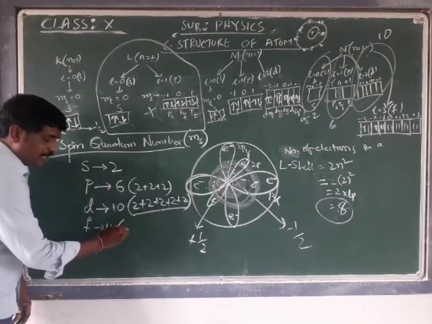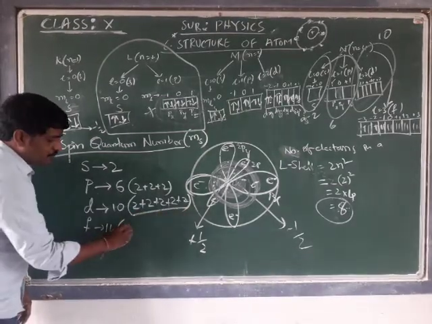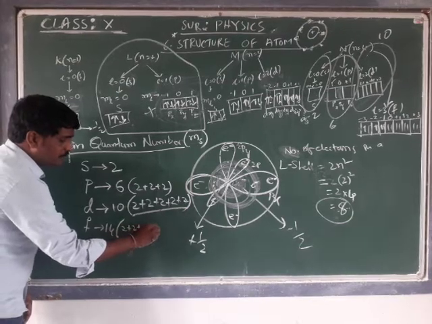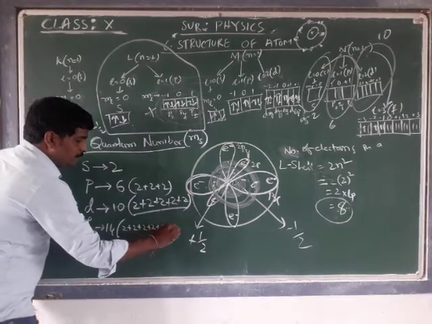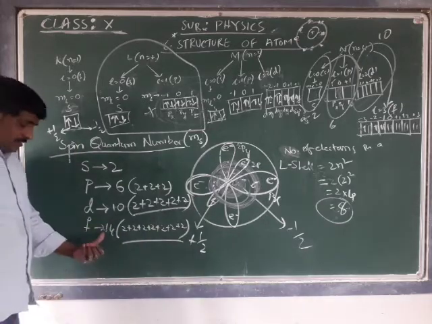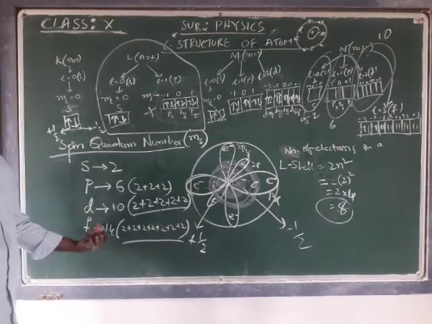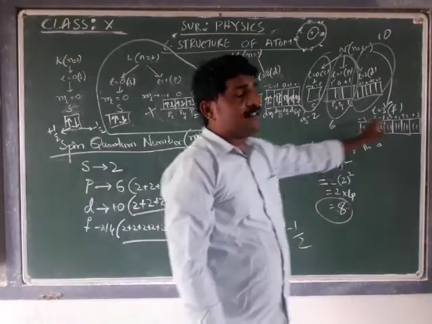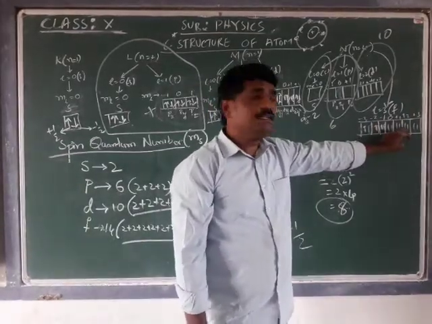Okay, that is as it is oriented in 7 ways: 2 plus 2 plus 2 plus 2 plus 2 plus 2 plus 2. 14 electrons can be handled by the F subshell, because it is oriented in 7 ways.